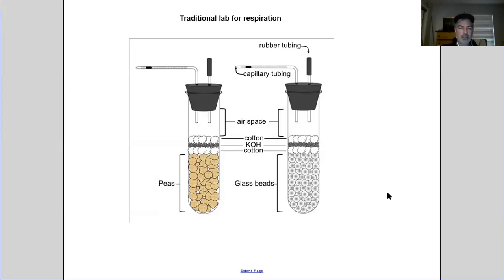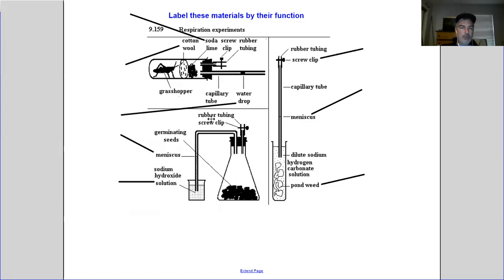So let's look at another design. There are 3 designs here, and I want you guys to tell me what these labels are for. What do you think soda lime would be for on these experimental designs? Let's go to Sarah Marino first. We've got a grasshopper, and we've got cotton wool, just like we had for cotton. What do you think the soda lime is going to do?